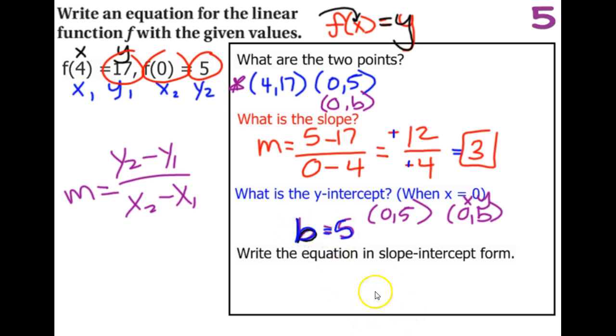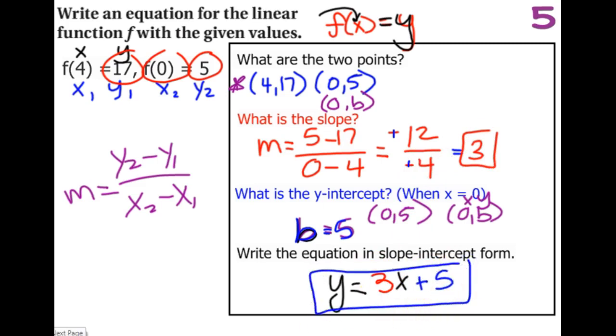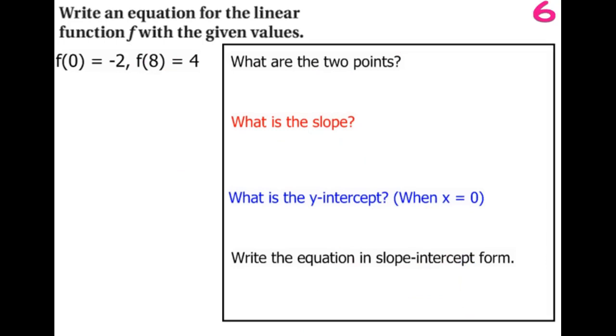So let's write it in our equation. Y equals mx plus b. So m is 3 plus b, which is 5. I would like for you to try this next one on your own, and then click play to see if you got the right answer.